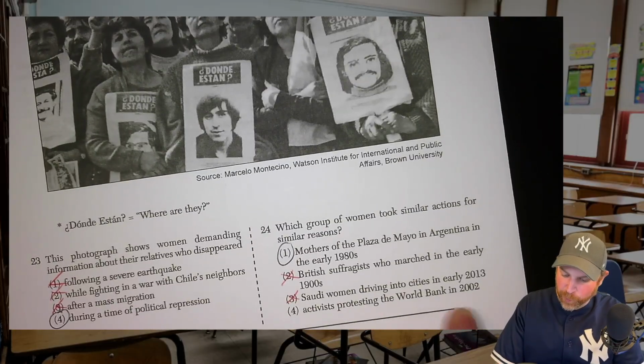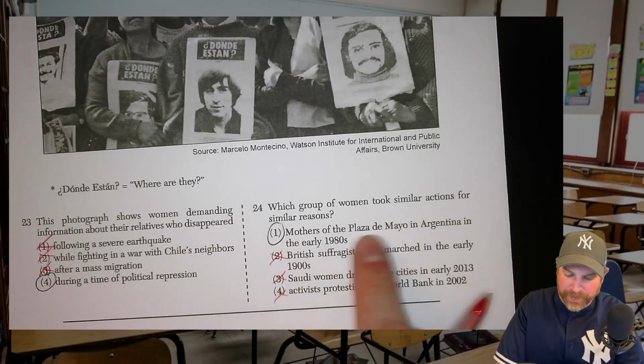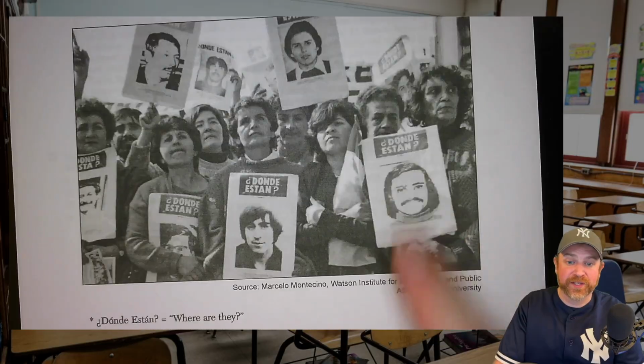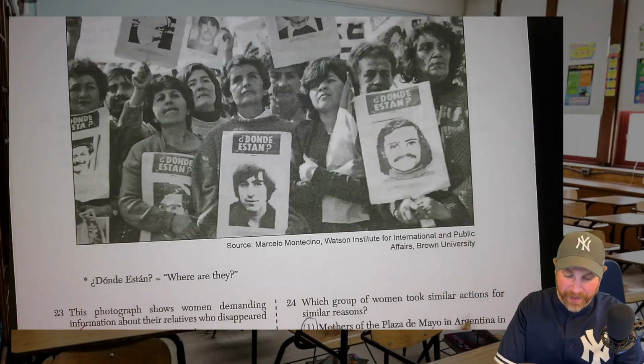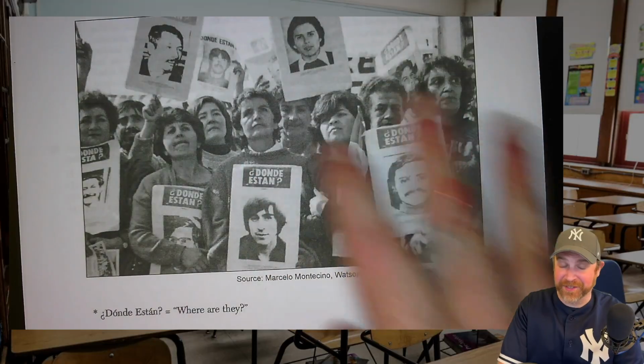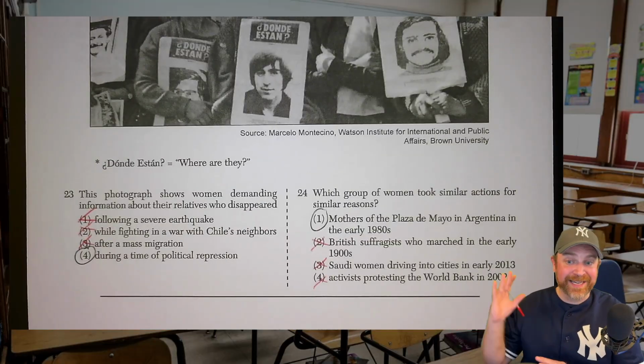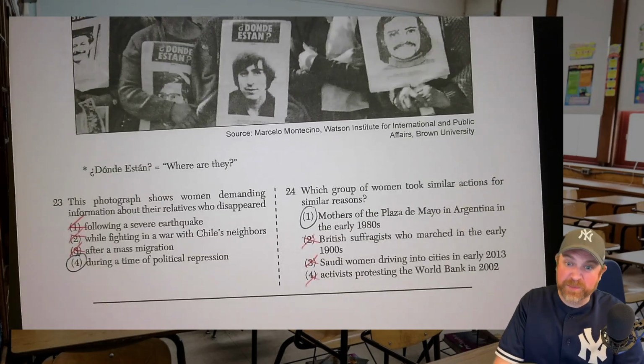Activists protesting the World Bank in 2002. Again, nothing to do with the photograph, right? But the mothers of the Plaza de Mayo were protesting for the same exact reasons. That's why number 1 is the answer. And that's very hard because both of these things together are probably events in history that your teacher might not have gotten to because it's very late in the curriculum. And these are pretty specific things.